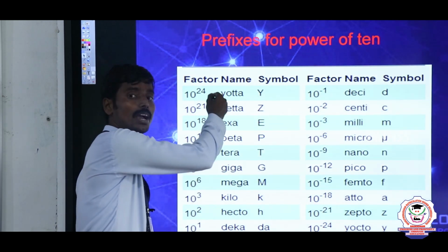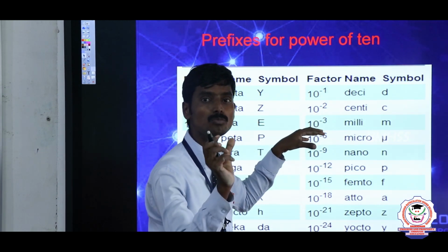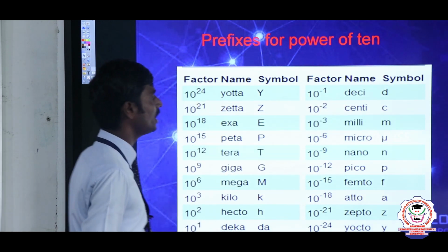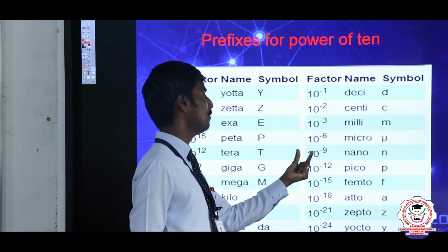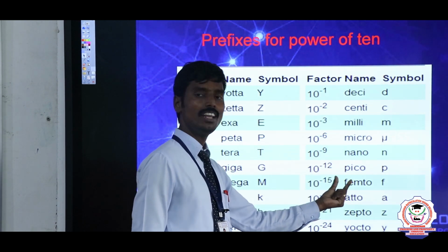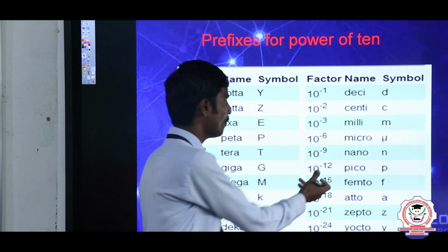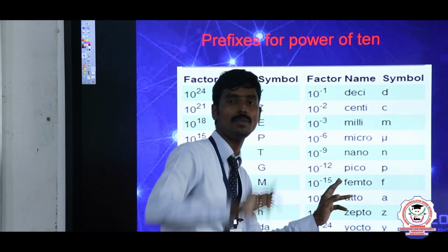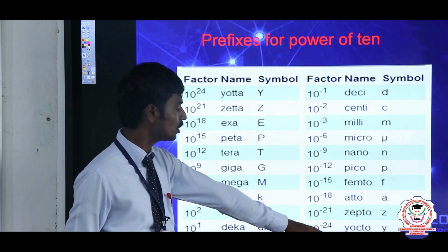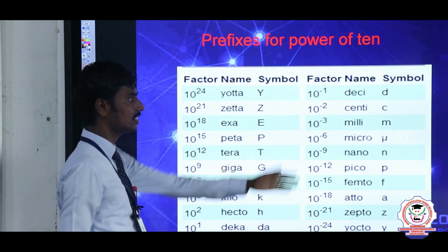It deals with the macrocosm. The next one is the microcosm, which deals with the smallest objects. See, 10 power minus 1 deci, 10 power minus 2 centi, 10 power minus 3 milli, 10 power minus 6 micro, 10 power minus 9 nano, that means nanotechnology. 10 power minus 12 pico, 10 power minus 15 femto. At this level, the interatomic distance, that means the radius of the nucleus, is 10 power minus 15, femto, in other words we call it 1 fermi. The next ones are 10 power minus 18 atto, 10 power minus 21 zepto, 10 power minus 24 yocto.